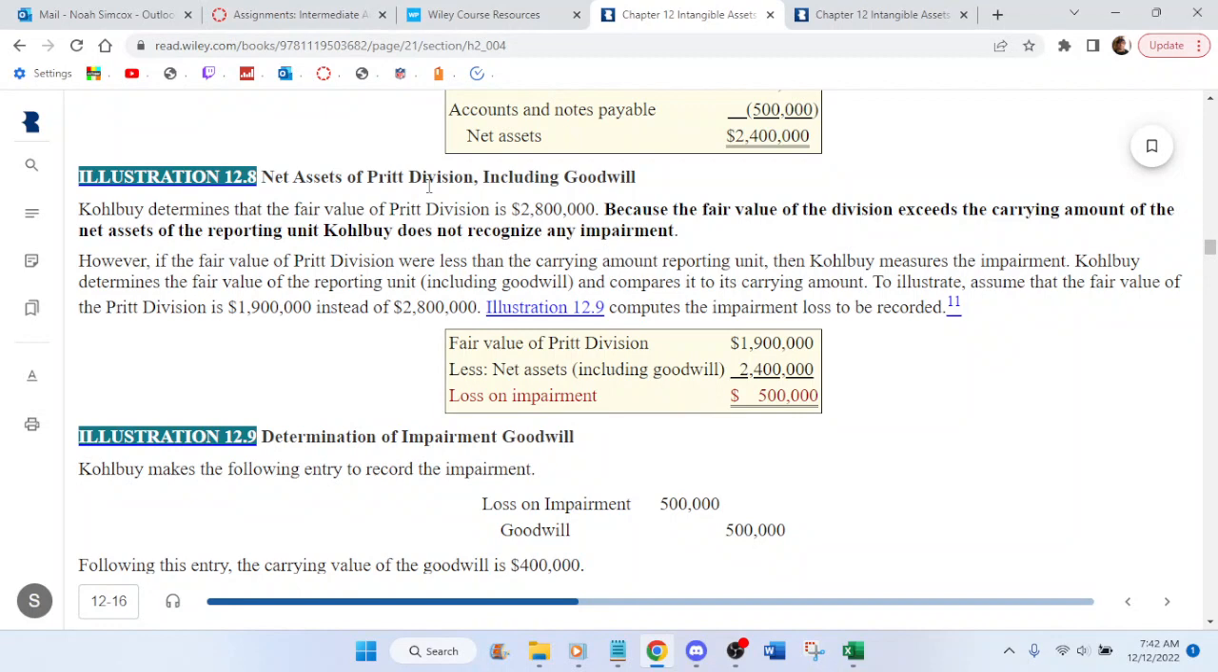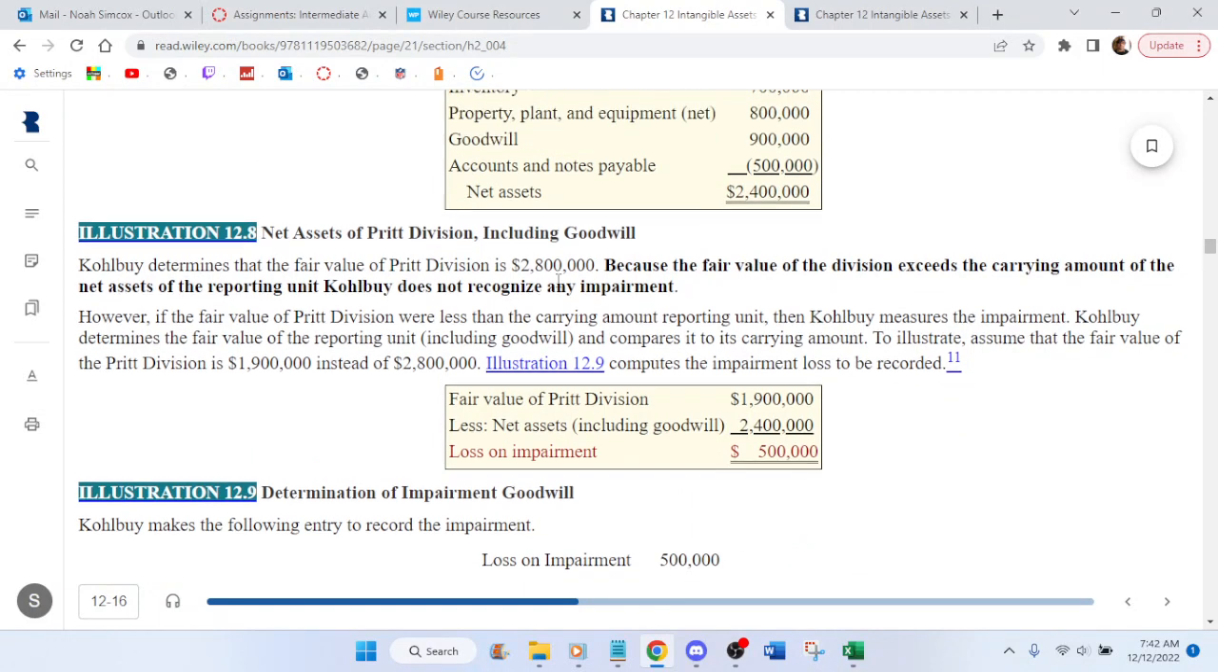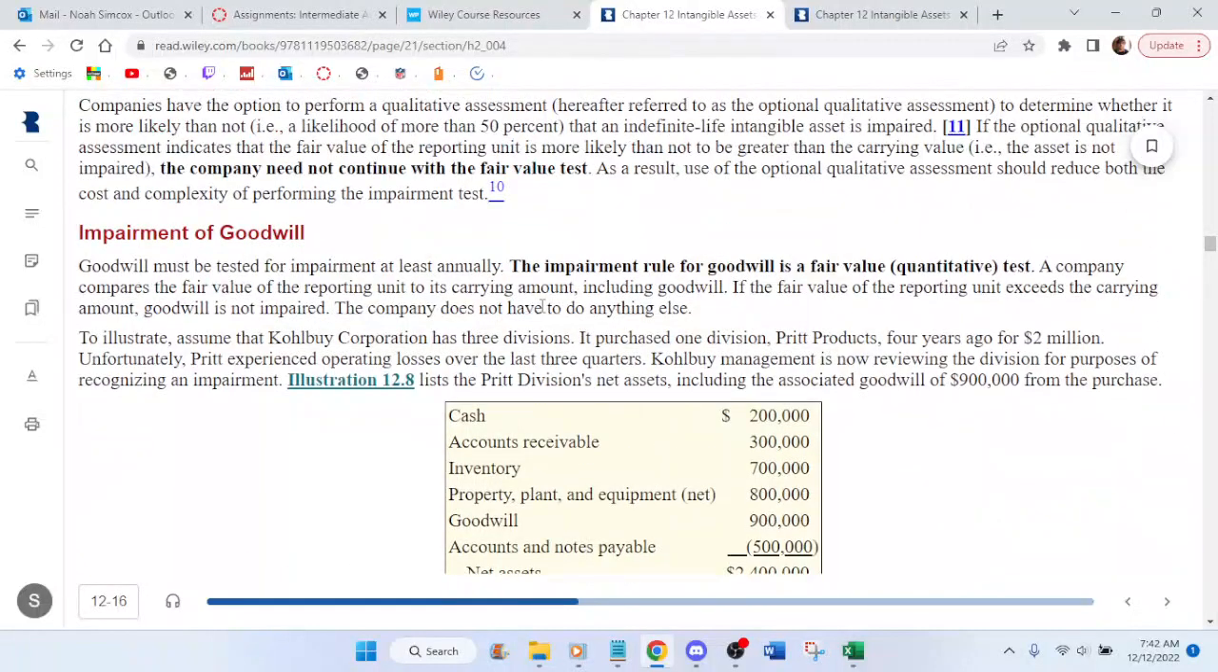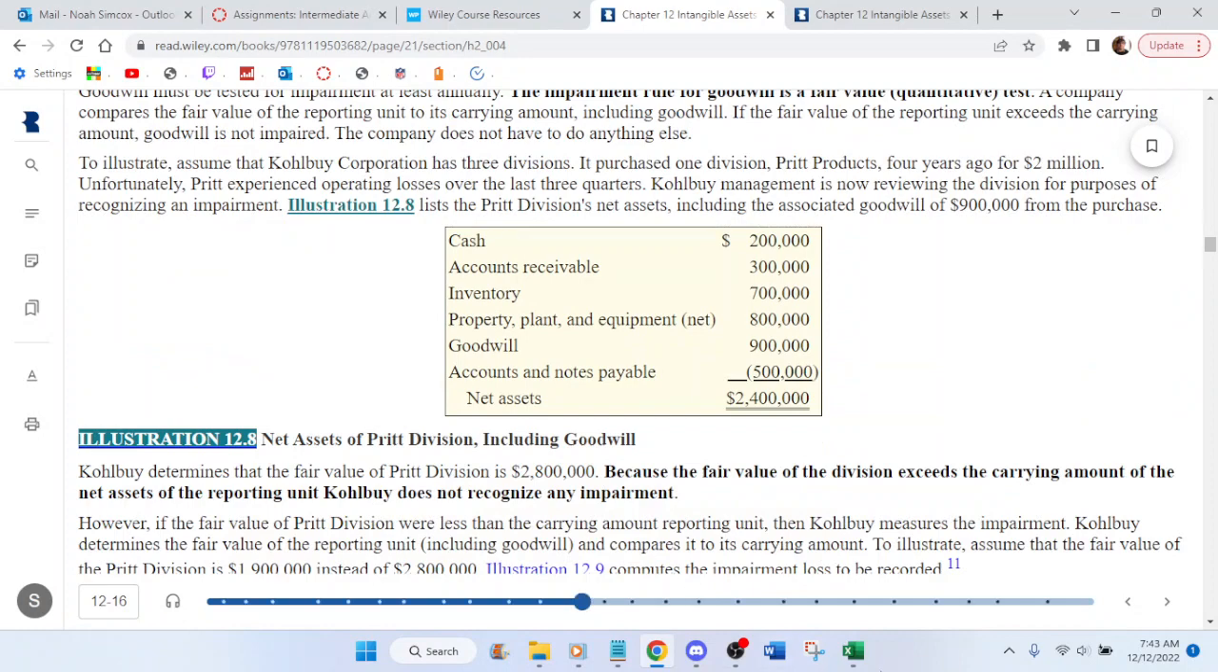Oh yeah, there might be a confusing question about how to calculate the goodwill, because the impairment of goodwill is kind of confusing. It's very confusing. Dang it. Man. 12.4.